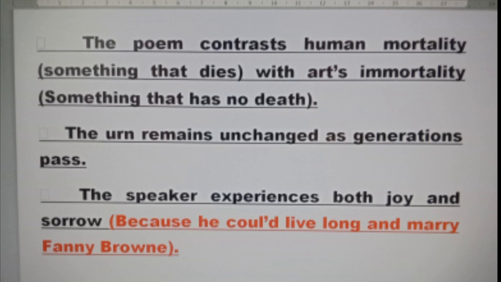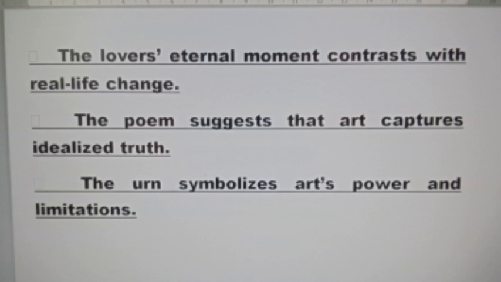The speaker experiences both joy and sorrow. Sorrow he experiences because he couldn't live long and marry Fanny Brawne. The lovers' eternal moment contrasts with real-life change. The poem suggests that art captures idealized truth. The urn symbolizes art's power and limitations.